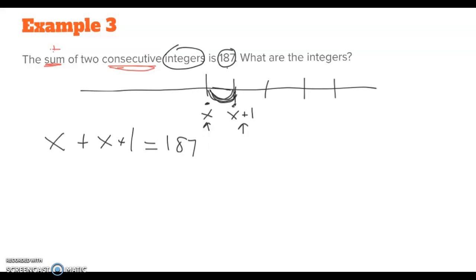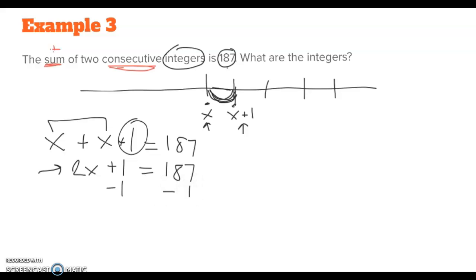This is my equation, and now all I have to do is combine my like terms. So x plus x gives me 2x. I don't have any other constants, so just still plus 1 equals 187. Now I have to get my x value all by itself on one side of the equation. So I'm going to get rid of the constant by subtracting, which is the inverse of adding 1. I'm subtracting 1.